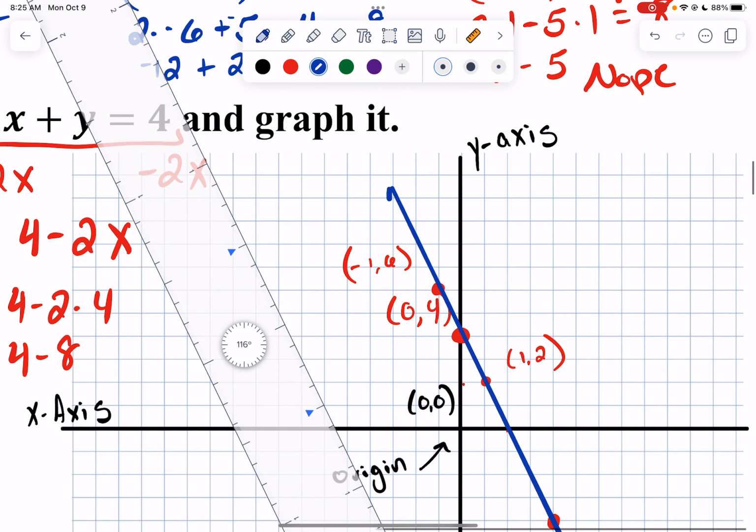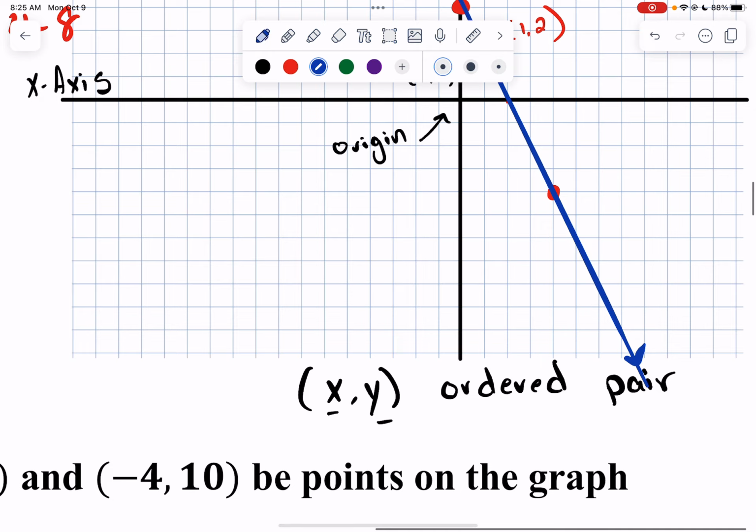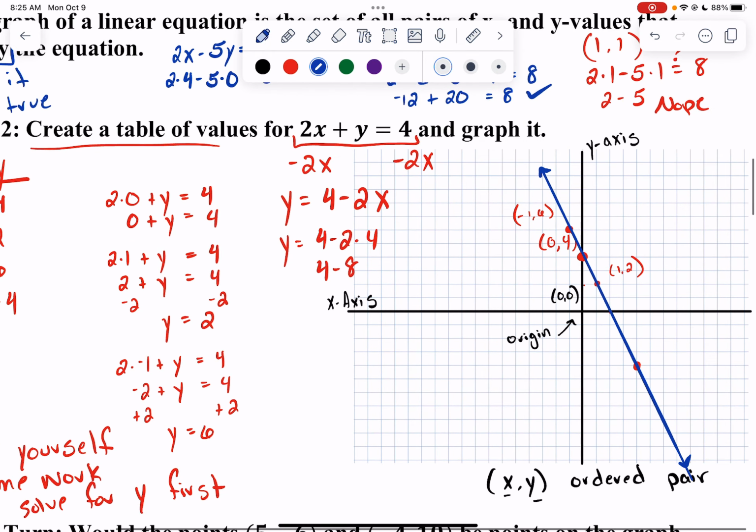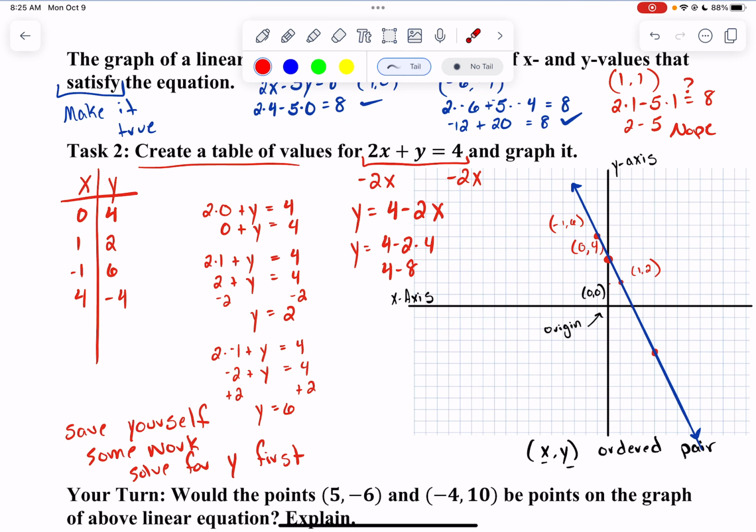I really probably should have had that go farther up there. Have it go all the way through. Don't just connect the points, because this line does keep going. This line does not stop here. Don't just connect those two dots. It keeps going forever because it's an infinite number of points.